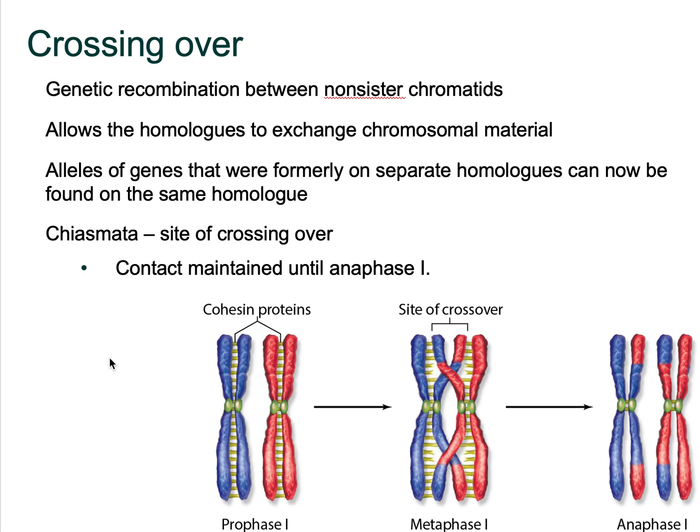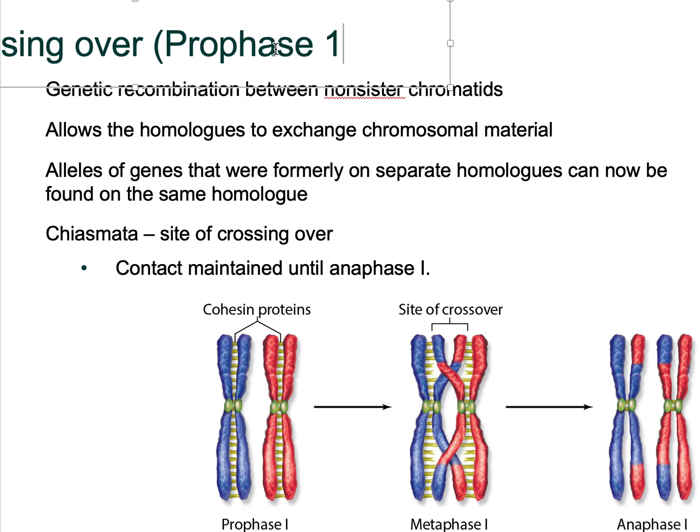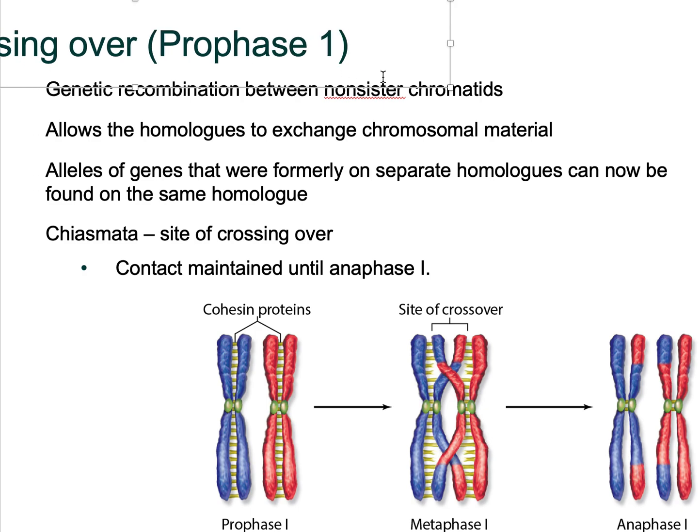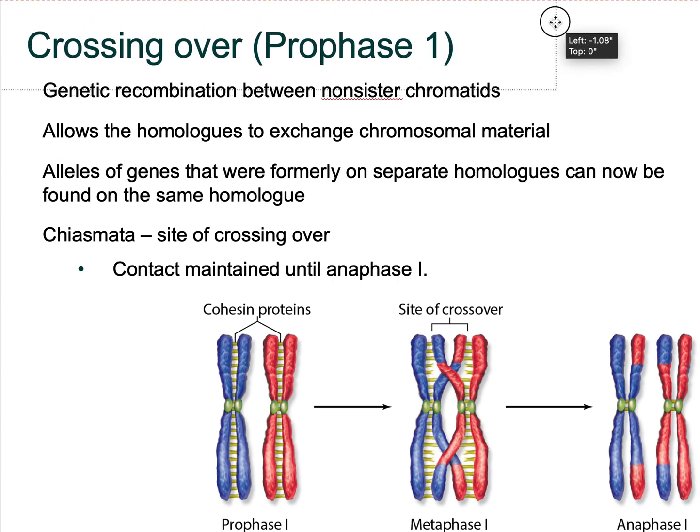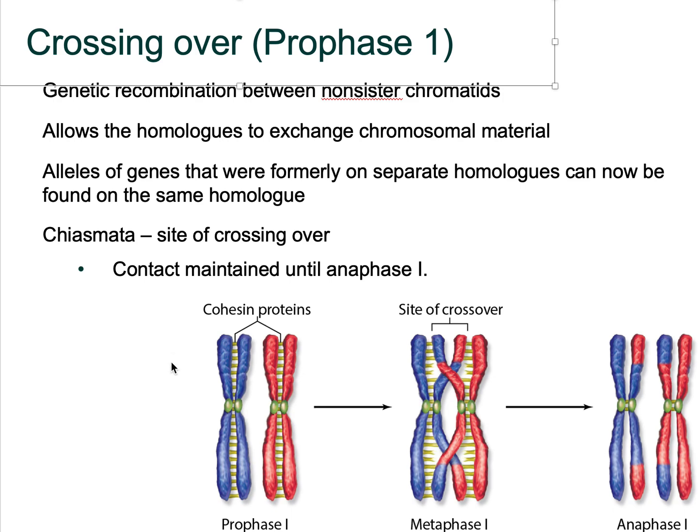Here's one of the ways that you can get more genetic variation. You have what we call crossing over, and this happens in prophase 1. I'm not sure that I see that in the slide. Crossing over, let's put that like that so that we remember. So crossing over occurs in prophase 1 of meiosis.